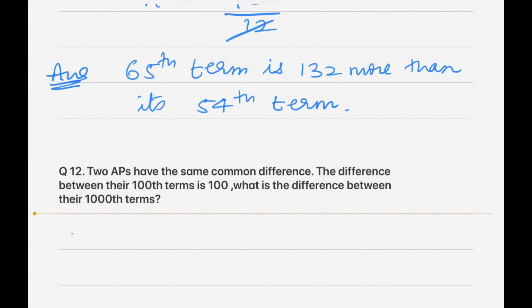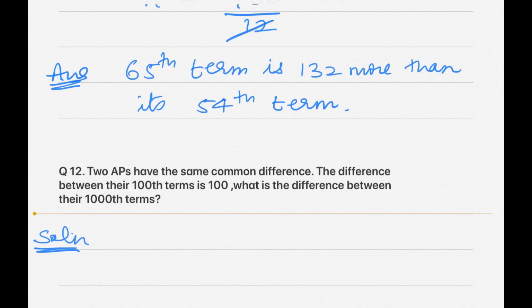Okay, now let's move to question number 12. So question number 12 says two APs have the same common difference. Okay, D is same in both of them. The difference between their 100th terms is 100, and then what is the difference between their 1000th terms? Okay, that's interesting. So let's move for the solution again.